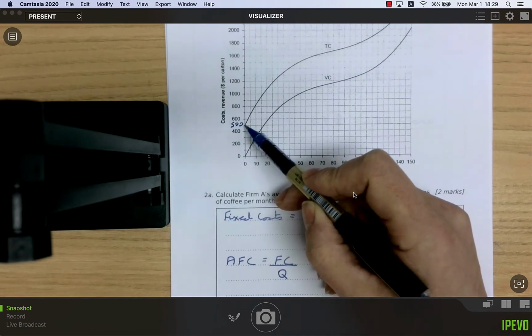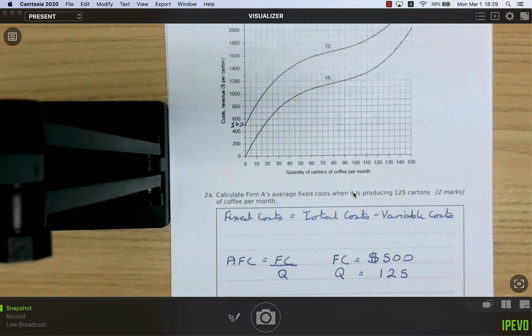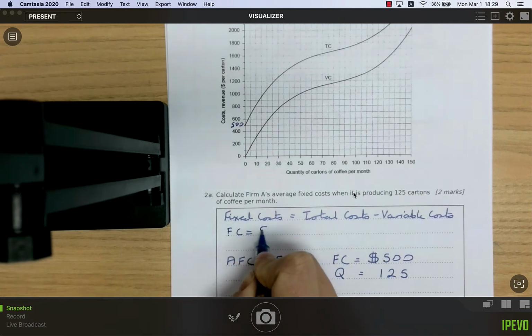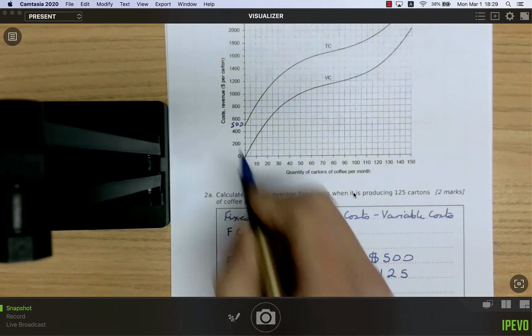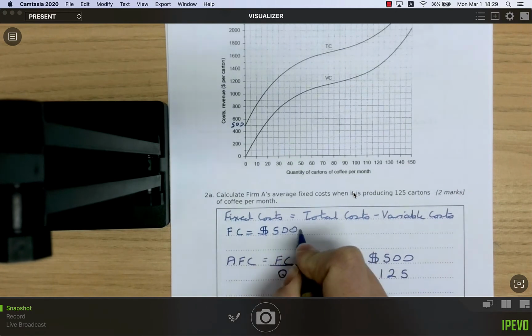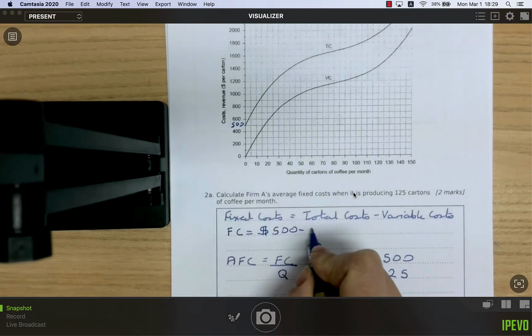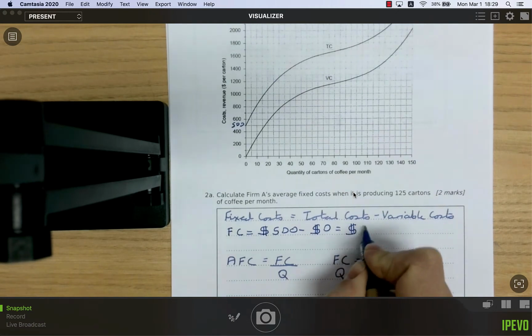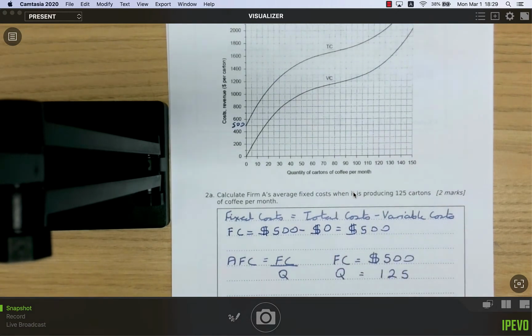Most likely you do, okay? So what we're saying here then is, well, we have to calculate fixed costs first. So we're going to write FC equals total cost, which is 500, minus variable cost, which is $0, okay? And I hope you don't have to be a mathematical genius to work out that that's 500. Now, that's our fixed costs here.